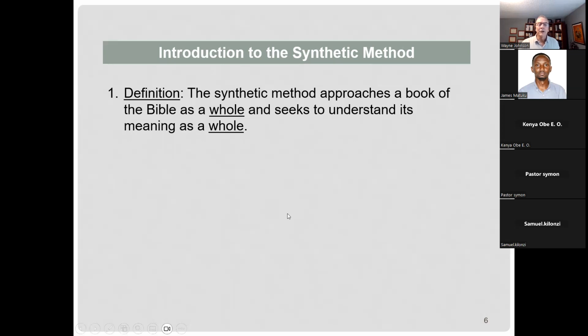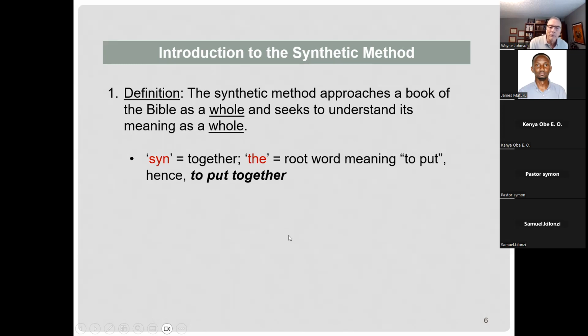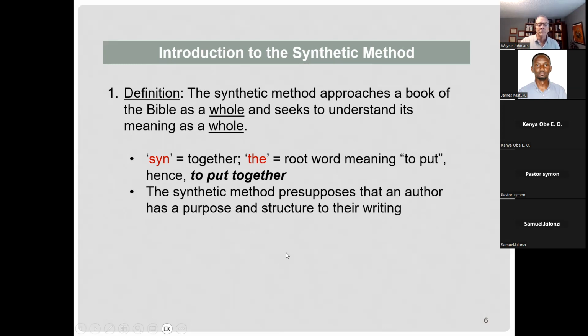So whole, part, whole. So here in the synthetic part, we just really are looking for the big idea. The word synthesis comes from two Greek words, syn, which means together, and the root meaning means to put, or simply to put together. So take the parts, put them together. And when we do that, we're synthesizing.